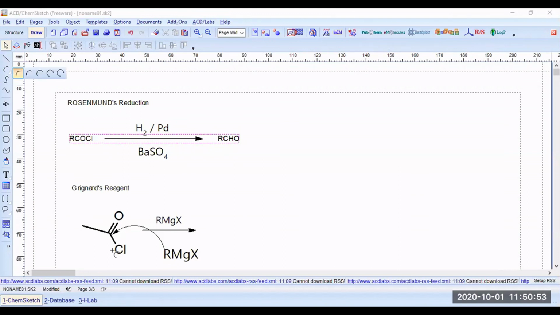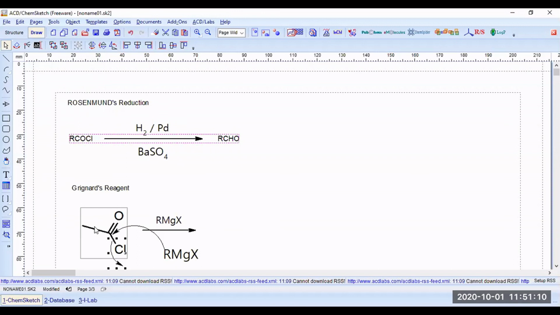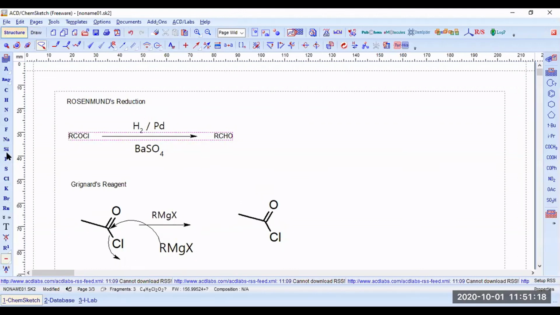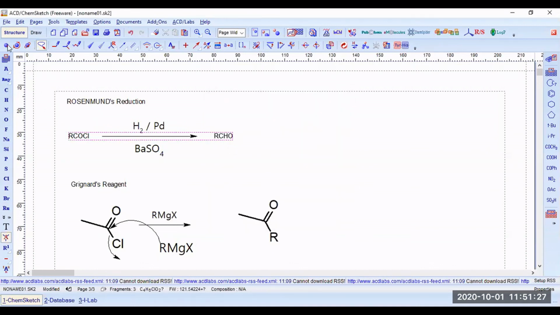Because carbon valency is 4, not 5. That means it cannot form more than that many bonds, so it should leave. And one more thing, Cl has the best affinity to leave. That's why it will leave. Now finally we get RCOR. Instead of Cl, we are getting R. That's it. From Grignard reagent, we are getting ketone.